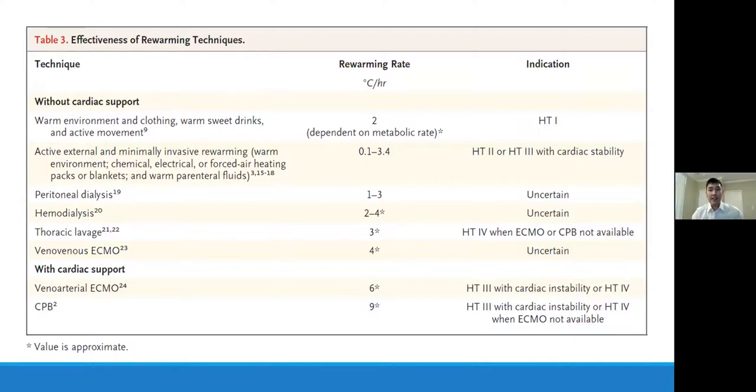Of the other invasive rewarming methods we discussed, thoracic lavage has the higher efficacy at about 3 degrees Celsius per hour, with peritoneal being estimated to be about 1 to 3. Compared to ECMO and cardiopulmonary bypass, the lavages have lower efficacy. They're also very labor intensive and have high risk of iatrogenic harm, as well as less evidence for mortality. So that's why they're reserved only for when ECMO and cardiopulmonary bypass are not options.